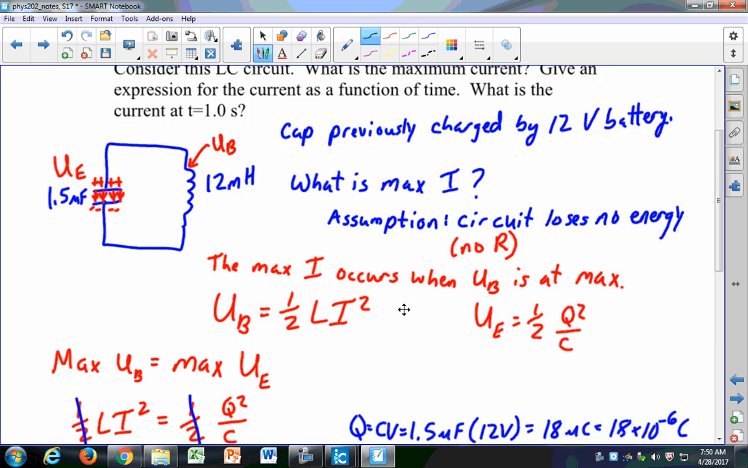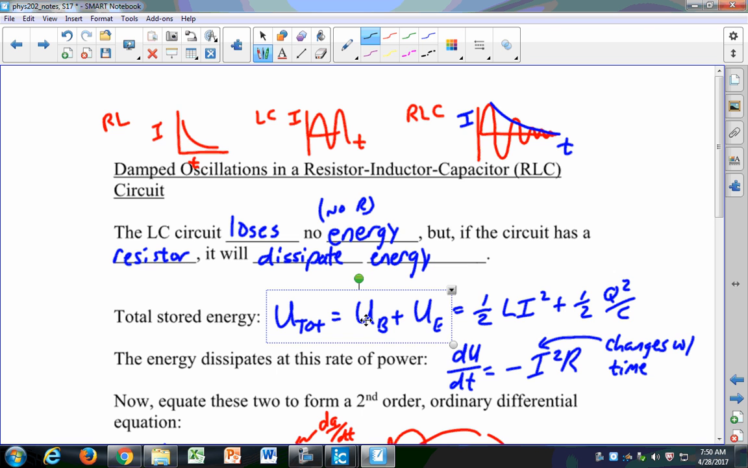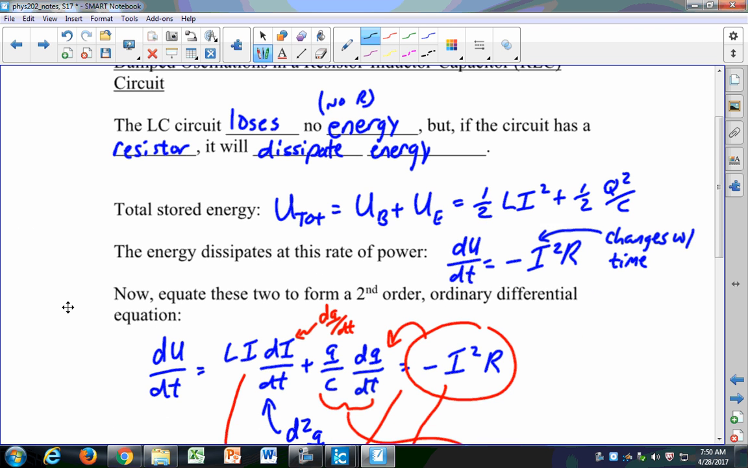LC circuits, be able to calculate the energy or the current at a given time. And same for our damped oscillations in these RLC circuits. Remember, the resistor takes away energy from the circuit. So while you still get that swap back and forth like you do in an LC circuit, you get a swap back and forth that actually declines over time, like in the RL circuits, where you get those exponential decay functions.